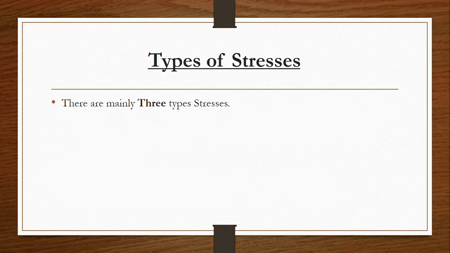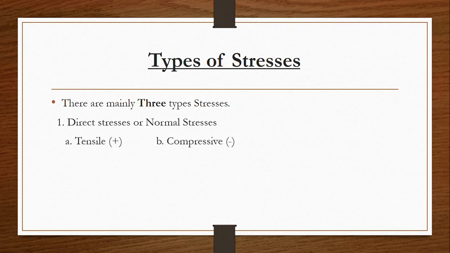Now we have to study the types of stresses. Which types of stress do we have to study? The first one is direct stress. First is tensile, that is positive, and compressive, that means negative. When we stretch any body, that means we are applying a tensile load, a tensile stress. When we press any body, that means we reduce its size, that means we compress it.